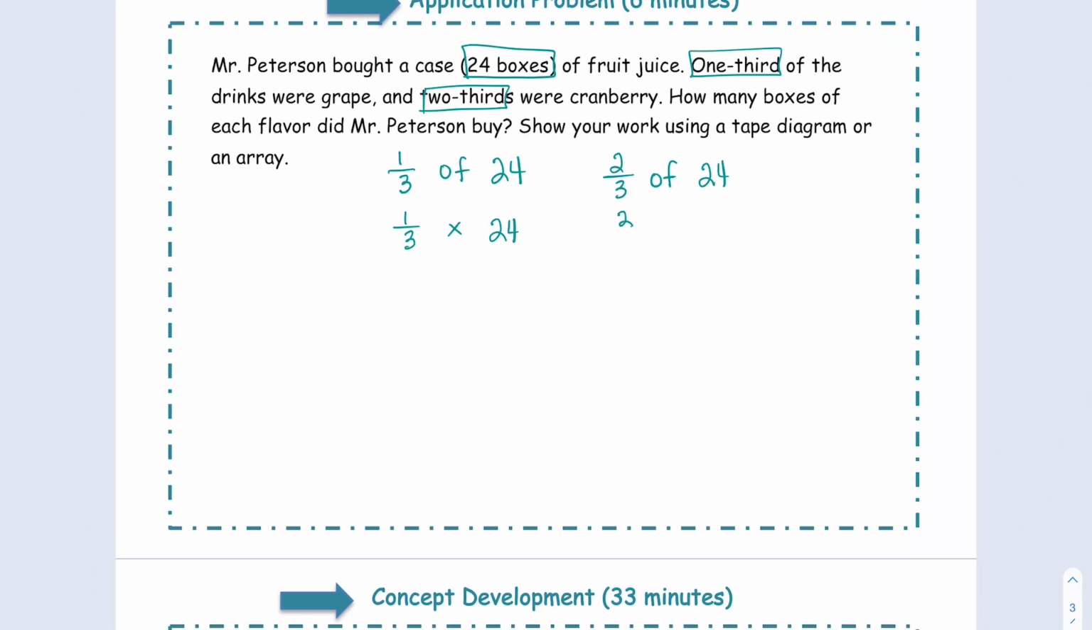So 2/3 times 24. Now I could be thinking of 24 copies of 2/3, but don't write this. But would I want to do that? No, I wouldn't. I wouldn't want to do 24 copies of 2/3. So we're going to do it a different way with the tape diagram. So I want you to draw a tape diagram.